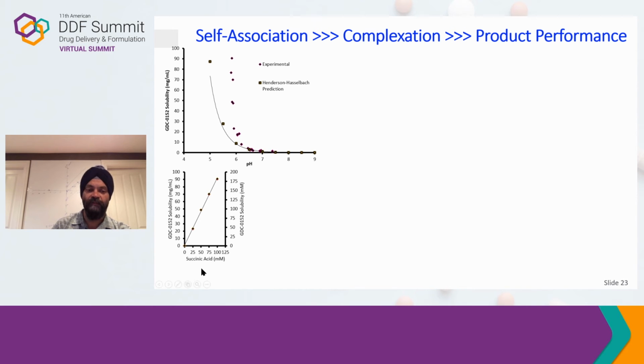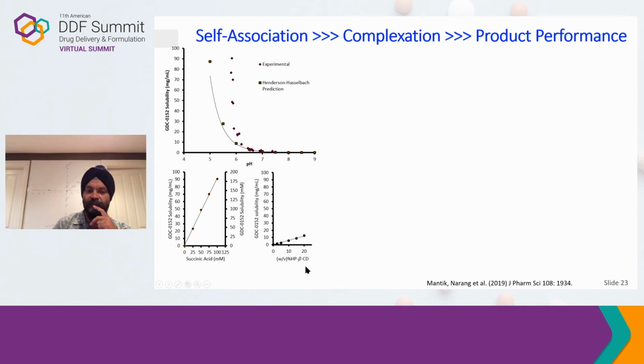So in the bottom left plot, we have succinic acid as an excipient on the x-axis. As a function of the concentration of succinic acid, the solubility of the compound increases. So the excipient is helping with the solubility essentially in a quite significant way when you keep the pH fixed at, I think this is about pH 5.